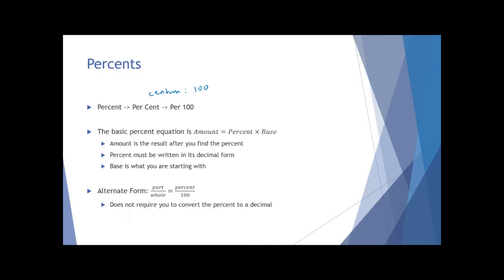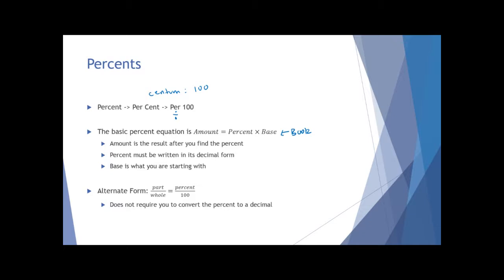So per basically means division here. So whatever your percent is, you're dividing it by 100 to get the decimal form. So the basic percent equation is the amount equals the percent times the base. That is the formula that is in the book. And so the amount is what you have after you take the percent of it. The percent in this case must be written as a decimal, so you have to convert the percent to a decimal by dividing by 100. And then the base is kind of what you're starting with.